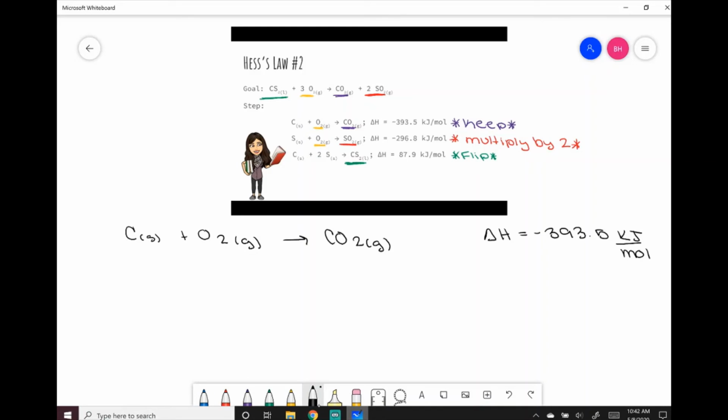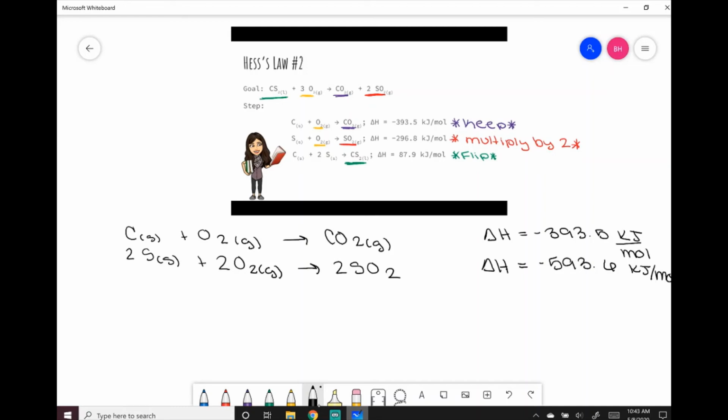Now for my next one, I wanted to multiply it by 2. So I'm going to multiply everything by 2. So now I have 2 sulfur plus 2 oxygen. And this can produce 2 sulfur dioxide. And I'm going to multiply my delta H by 2. And if I multiply my delta H by 2, I'm going to get negative 593.6 kilojoules per mole.